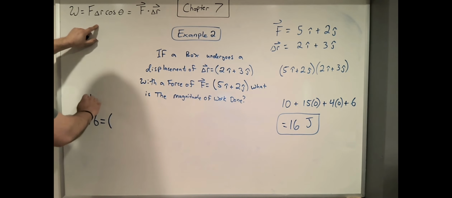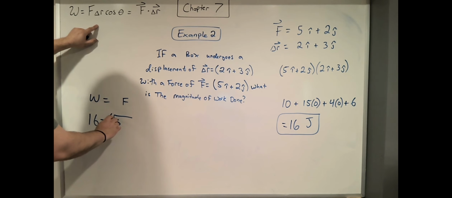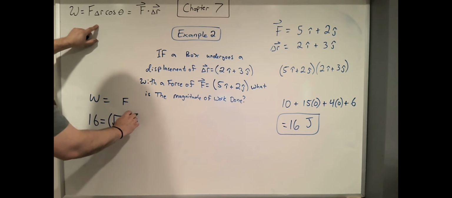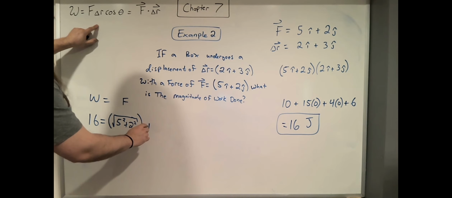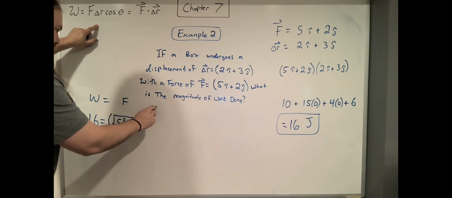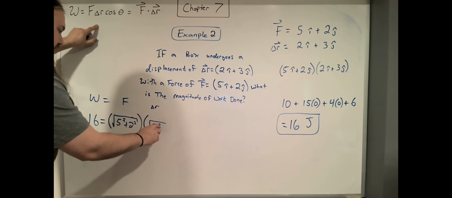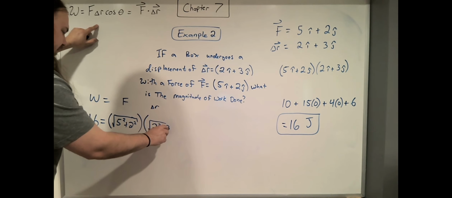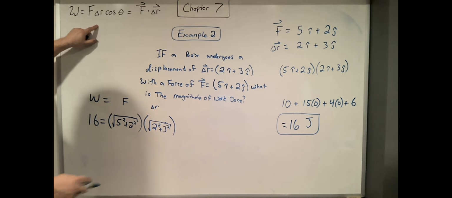So work equals the magnitude of F. The Pythagorean theorem would say square root of 5 squared plus 2 squared. That's the magnitude of F. And then this is multiplied by the magnitude of the change in r, which would be the square root of 2 squared plus 3 squared. That would give you the magnitude of r.